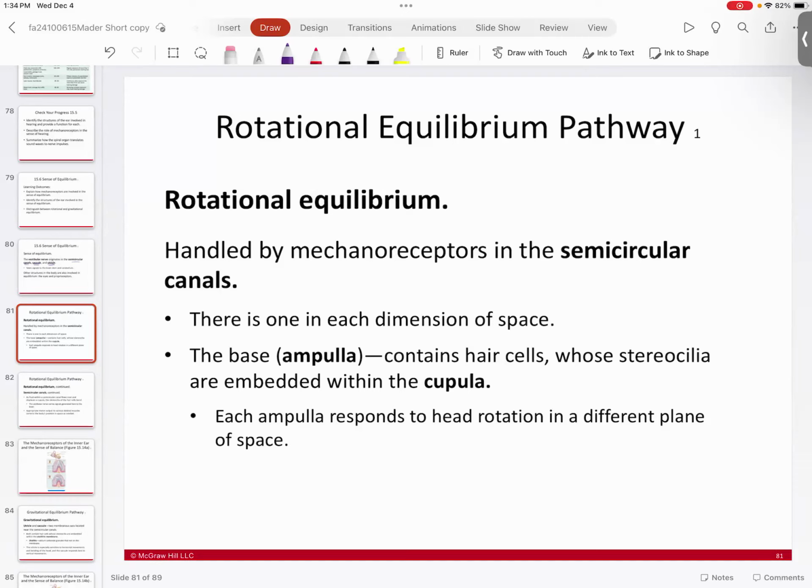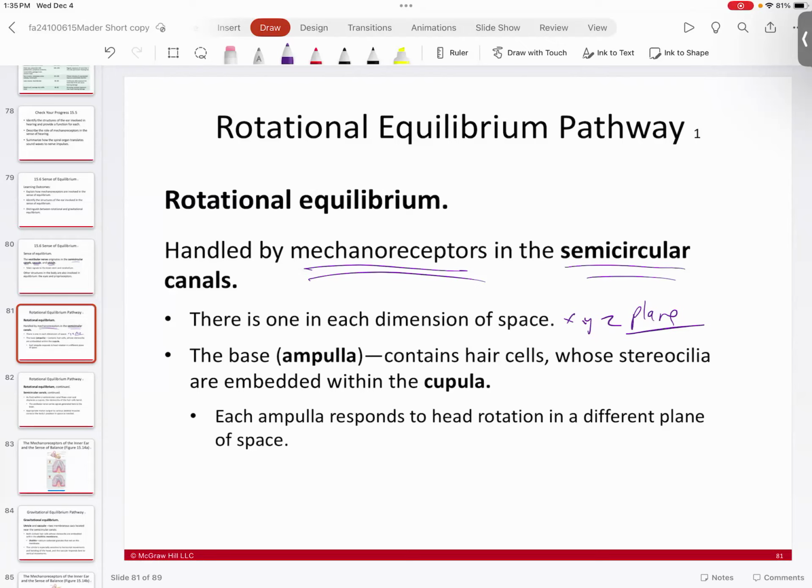First of all, just like with hearing, they're focused on mechanoreceptors, the same kind of idea. You bend the stereocilia, and that activates the nerve impulse. Those mechanoreceptors are typically found inside the semicircular canals. The important thing about the semicircular canals is that you've got them in the X, the Y, and the Z plane. That gives you all three dimensions of space so that you can interpret three-dimensional space.